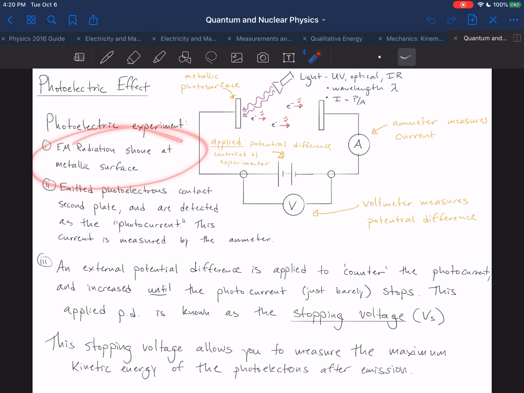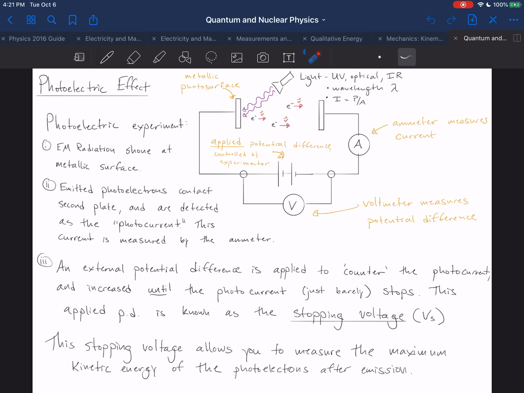After the EM radiation is shone at the metallic surface, the emitted photoelectrons contact the second plate. So there's a second electrode right here. And they're detected as the photocurrent. That is, they are detected by this ammeter here measuring the tiny current passing through due to those incoming photoelectrons. And that current is known as the photocurrent. Note, it is just a normal current, but it's caused by the fact these electrons are striking this particular plate. That current is measured by the ammeter.